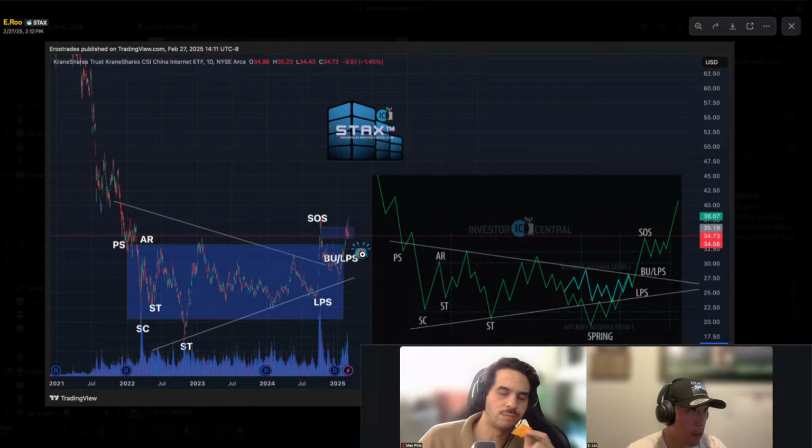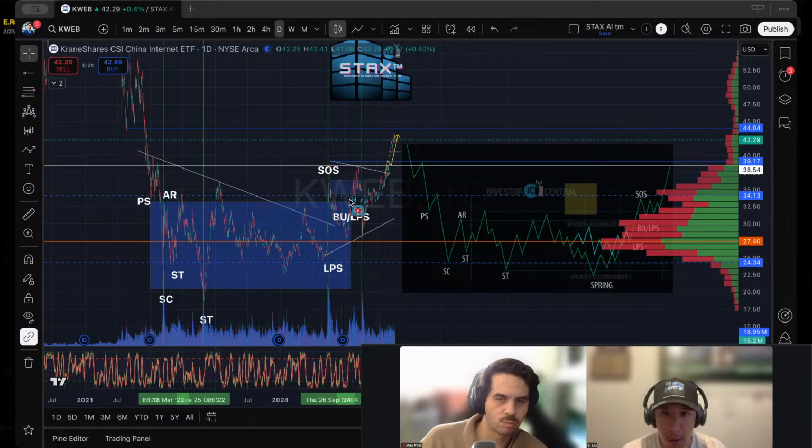This means that this was my original signal for when STAX AI called something out. And if I go look at this and pick up my TradingView, you can see that was back over here around the $34 range.